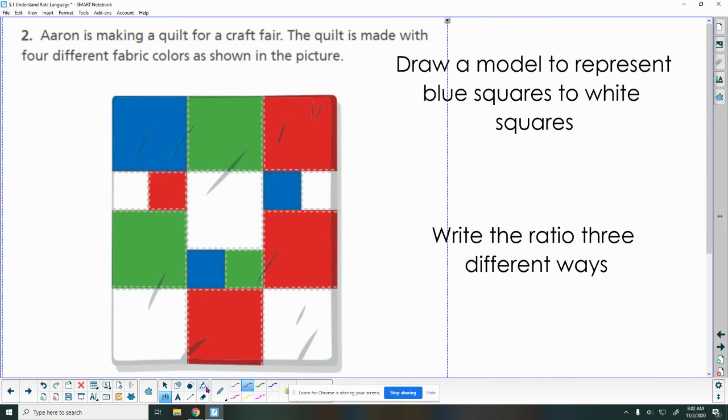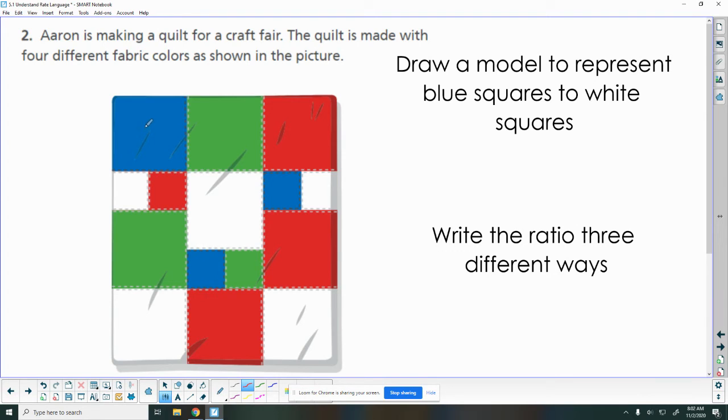So let's look at number 2 here. Erin is making a quilt for a craft fair. The quilt is made with 4 different fabric colors as shown. So you can see blue, green, red, and white. So first we're going to draw a model to represent the blue squares to the white squares. So I want you just to count all of the blue squares and the white squares and see if you can draw some sort of model to represent that. There's lots of ways you could do that. So go ahead and do that.